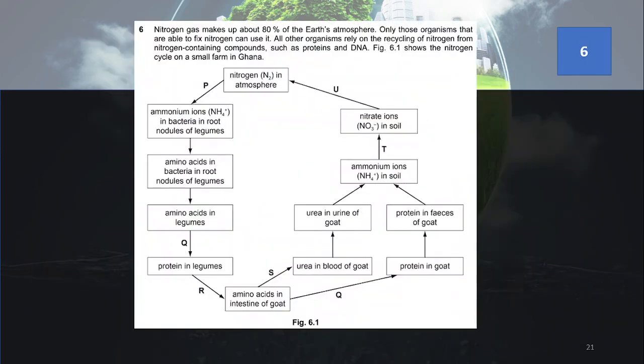Okay, so let's see an example of a question in the past papers. It gave me the nitrogen cycle, but it looks a bit different. It's okay, it's still the same. Number 1, nitrogen in the atmosphere, which is in the air, is converted into ammonium in the bacteria in root nodules of legumes. What's process P?